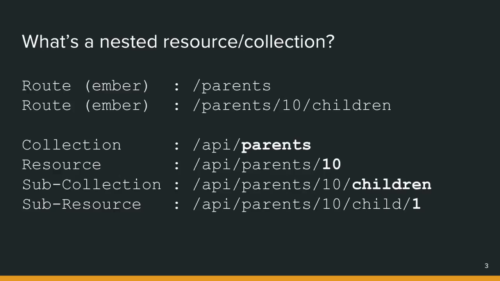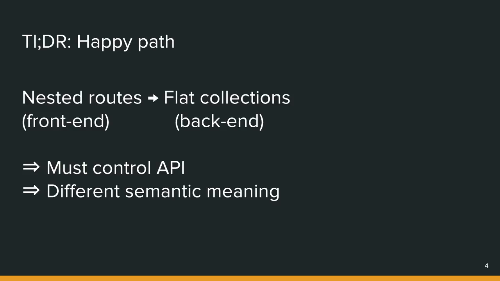So the TLDR here is, if you can use the happy path, do so. The happy path is to use flat collections on the back end. And you can pretty much ignore everything I'm about to say if you flatten your API endpoints. The problem is, to flatten your API, you must control it, and we don't always have that luxury.